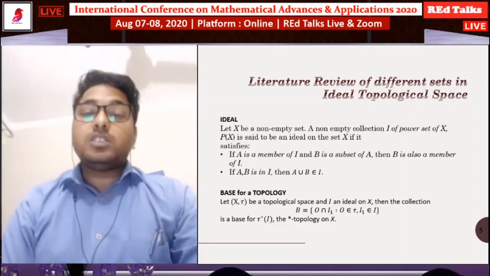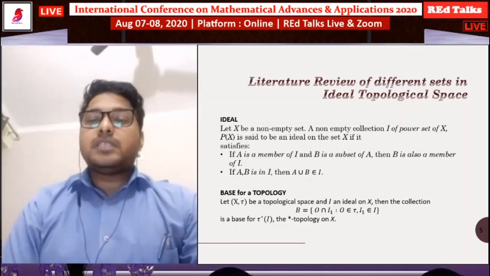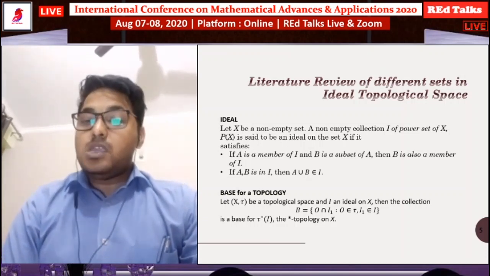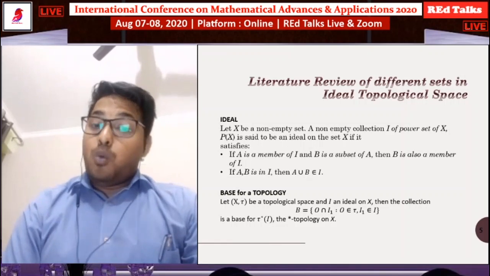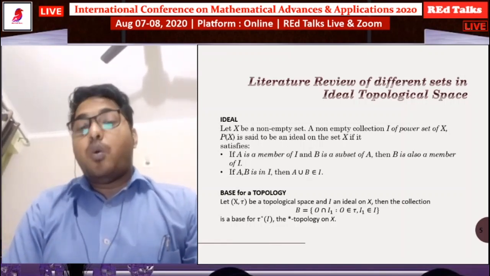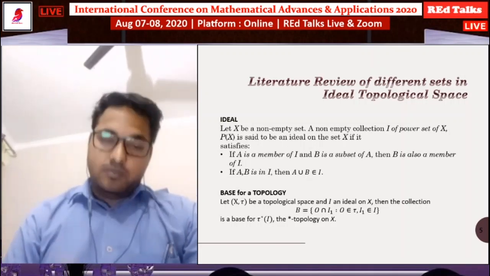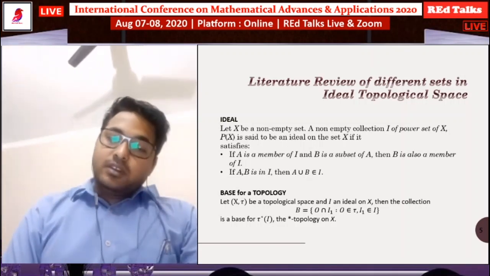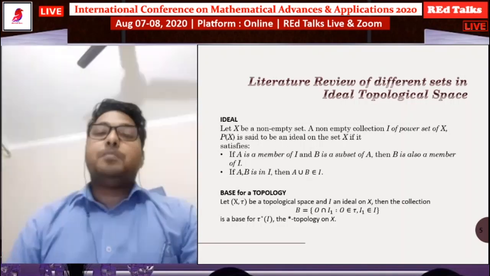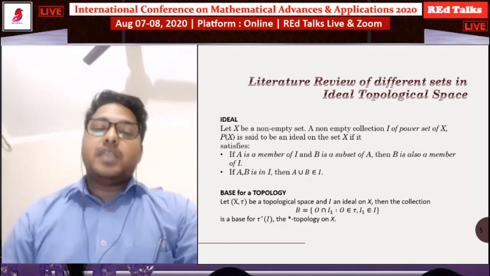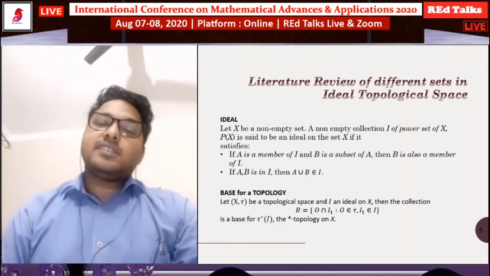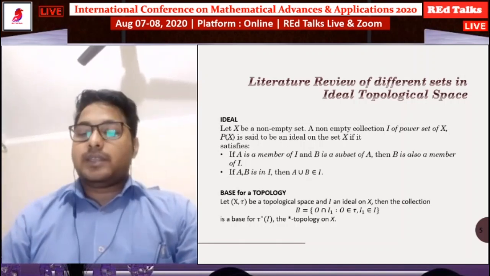Now, basis of a topology. Let (X, tau) be a topological space and I be an ideal on X. Then the collection beta is equal to the sets U intersection I1, where U is always a member of the topology and I1 is a member of the ideal. This forms a base for a new topology called tau star of I. In short, we also call it the star topology on X.